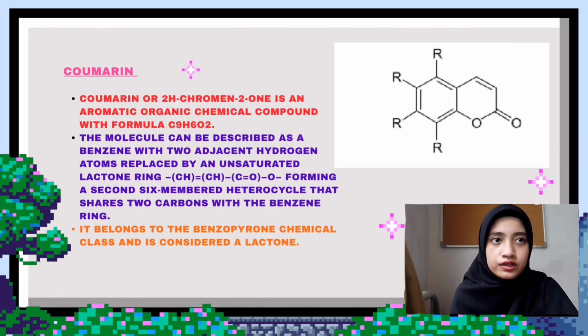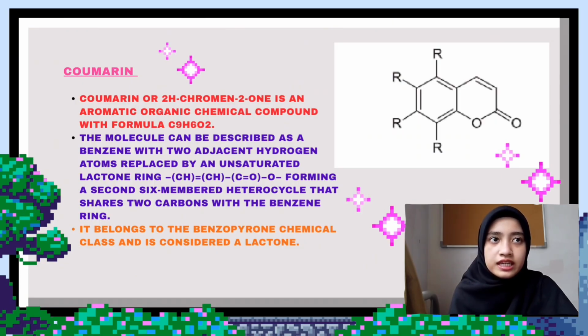Next, let's move on to coumarin. Coumarin is also known as 2H-chromen-2-one. It is an aromatic organic compound with the formula C9H6O2. It can be described as a molecule that contains a benzene ring connected to a lactone ring. This structure forms what is known as benzopyrone. Coumarins occur naturally in many plants such as tonka beans, sweet clover, and of course cinnamon.